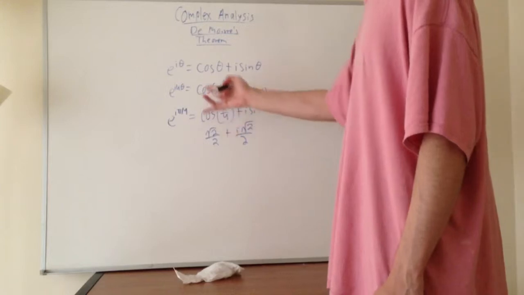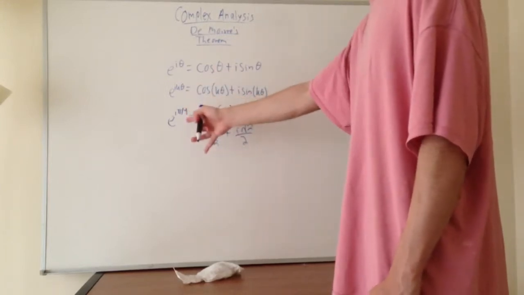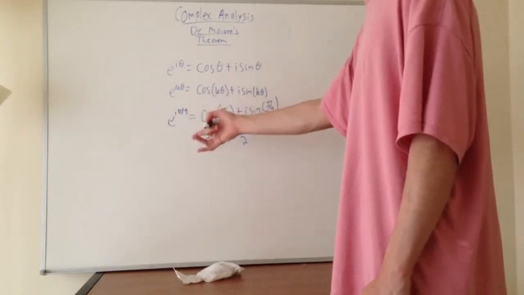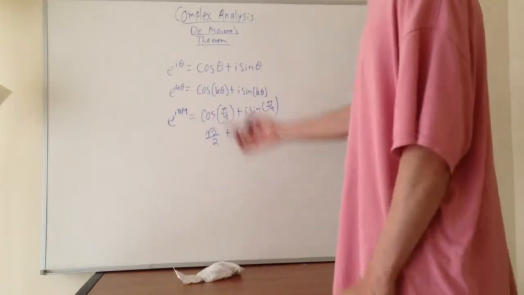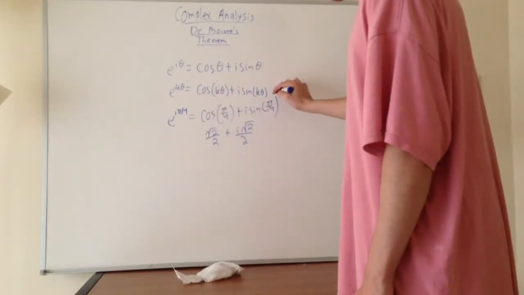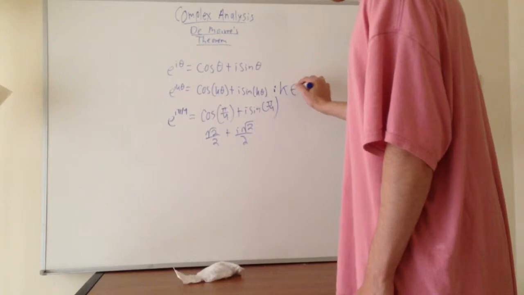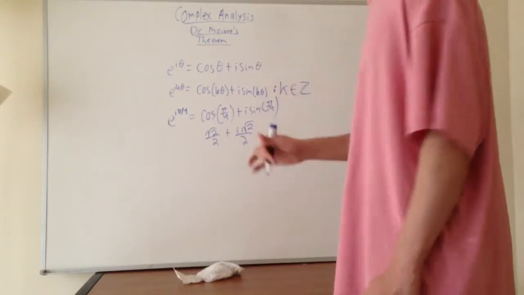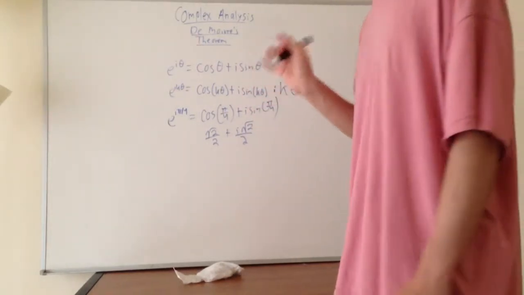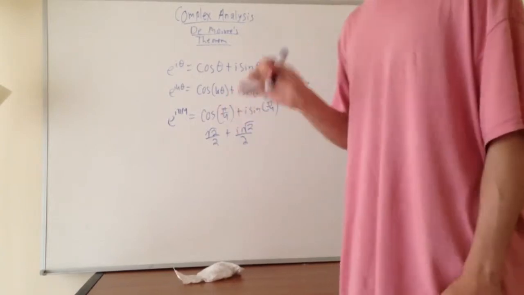And again, if we had any multiple, like 6 pi over 4, 10 pi over 4, anything like that, it works as long as k is an integer. I should write that down: such that k is an integer. A lot of these properties do not hold when k is not an integer, and that's just important to keep in mind.